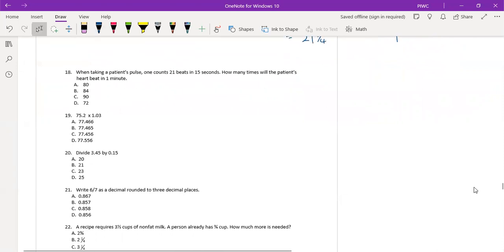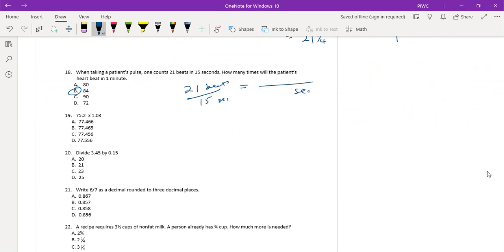Then number 18. Okay, number 18, we should be good on that one. 20 beats in 15 seconds, so 1 minute. So that should be 84, right? If you're confused, you can still set up a proportion. 21 beats, 15 seconds. You need to have seconds here and beats.